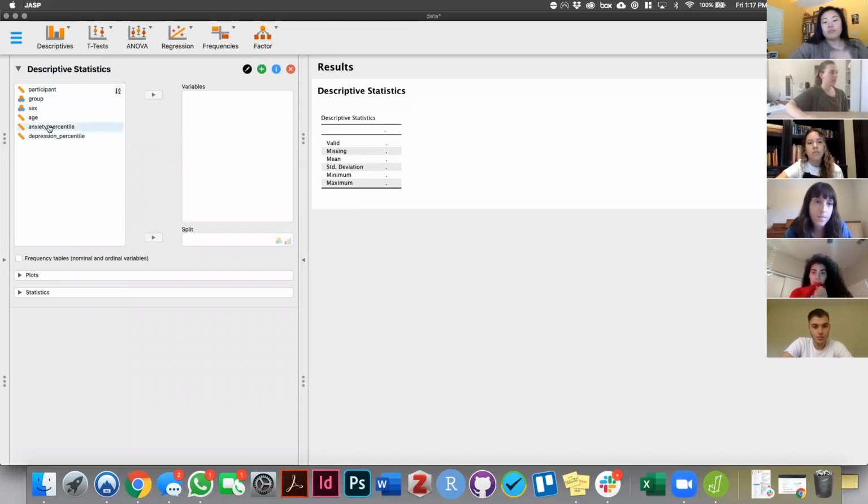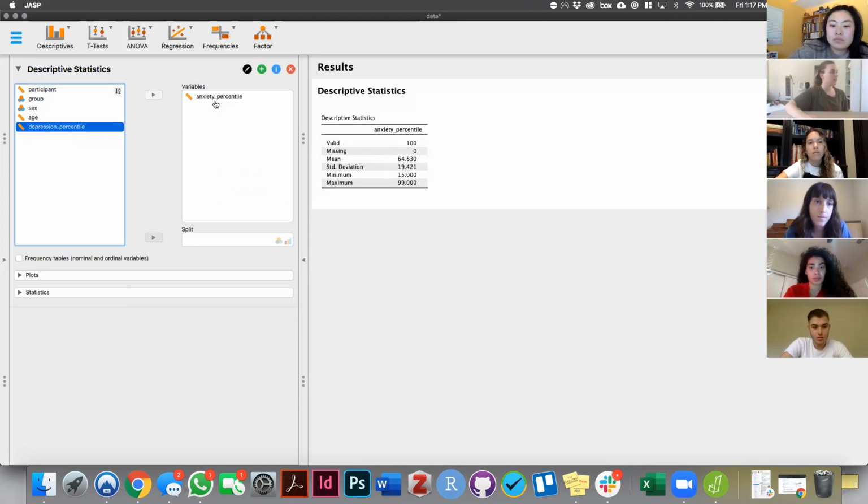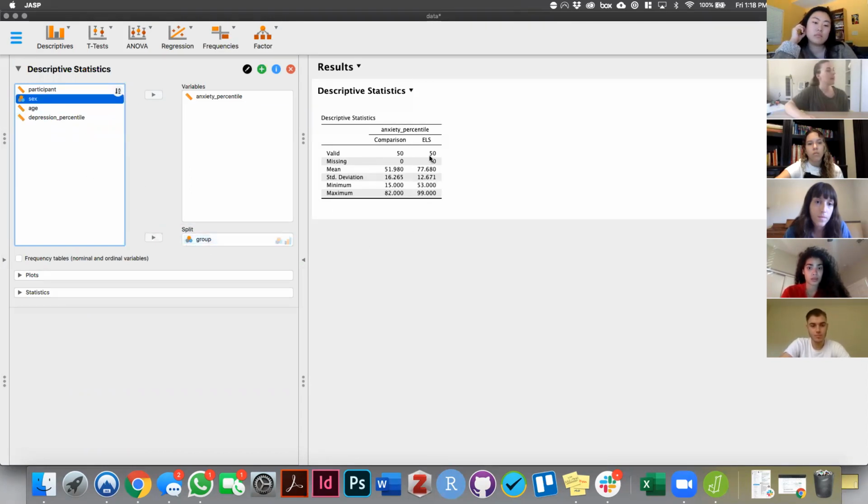And then if I wanted to look at anxiety, I would put it here. And that already is basically telling me the output here. So it's saying I have 100 participants, 0 missing, with a mean of 64, standard deviation, minimum and maximum, for the whole data set. And then if you want to look at the difference by groups, which is what we're usually looking at when we're looking at early stress versus comparison, you just drag this group variable to the split, and then it automatically splits it here for you. So you can see the mean of each group.